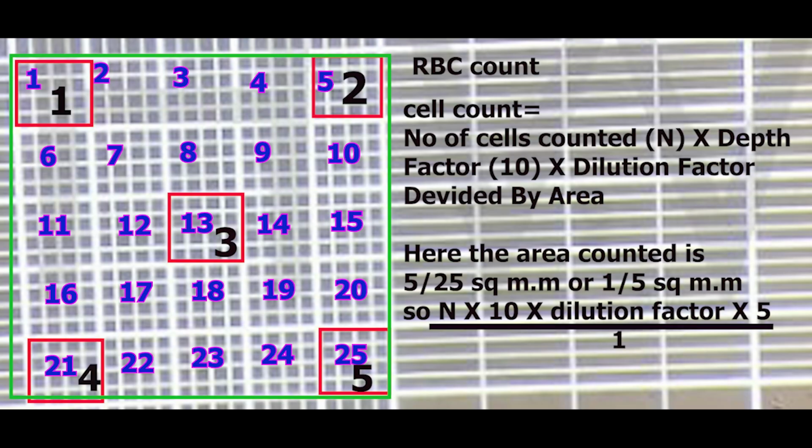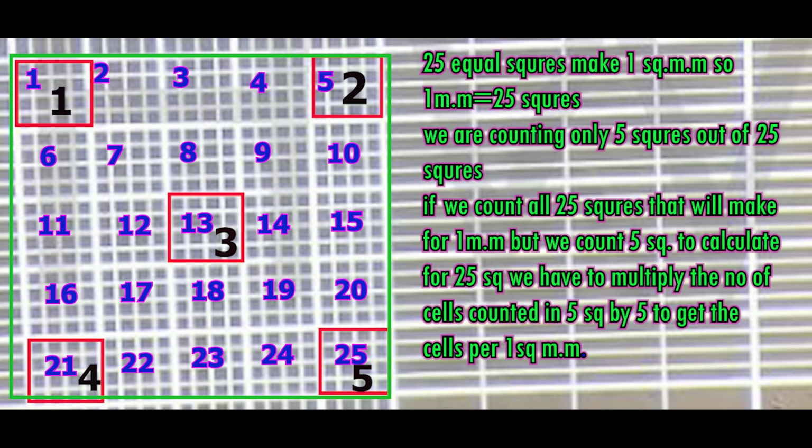For RBC count, the center RBC square is counted. Usually 4 corner small squares and 1 middle square are counted. Since the amount of RBCs are more, these 5 small squares represent the uniformity of the count. We are counting only 5 small squares in 1 square millimeter. The area counted is multiplied by 5 to get the count for 1 square millimeter. That is 25 small squares make 1 square millimeter. We are counting only 5 squares, that is 5 by 25 equal to 1 by 5 square millimeter.